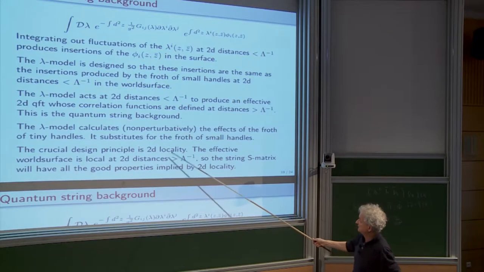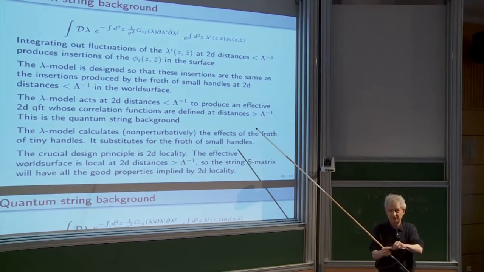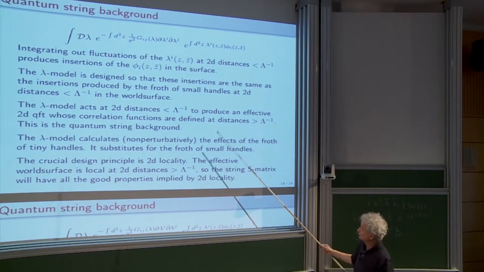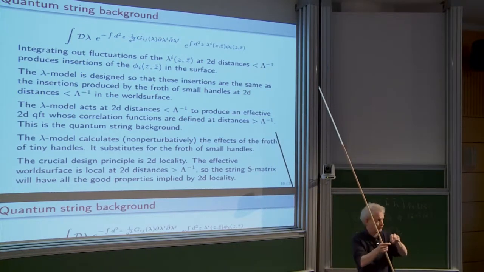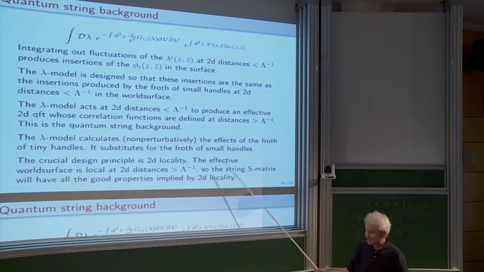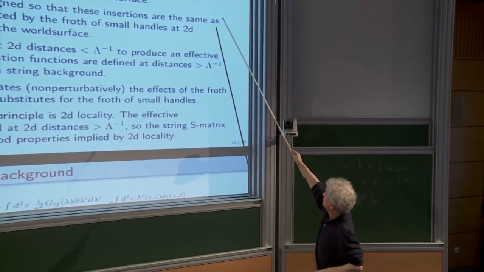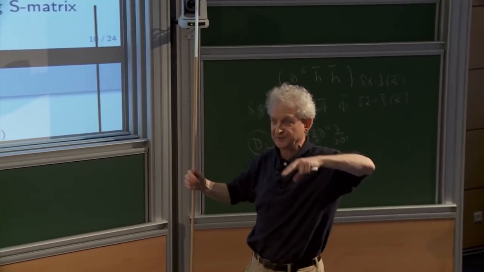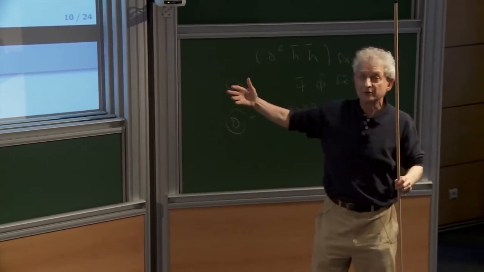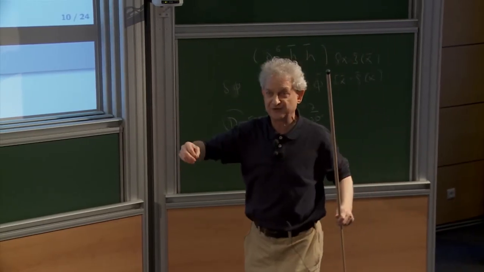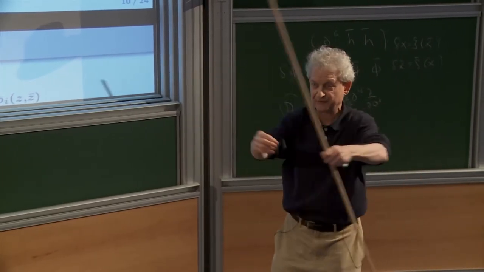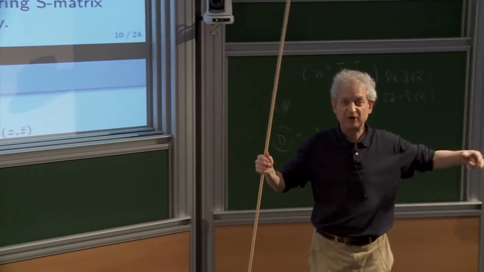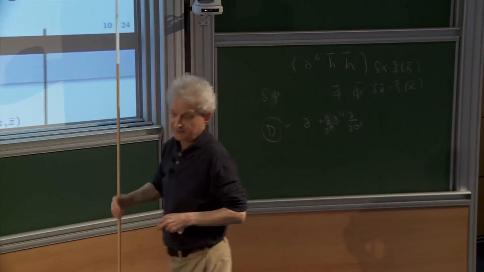It's non-perturbative. So this is a non-perturbative construction of the quantum corrections to the world surface at short two-dimensional distances. And the crucial design principle here, this limitation to handles that act locally on the surface, is two-dimensional locality, so that at two-dimensional distances larger than this cutoff, we have a local two-dimensional field theory. So string theory calculations of the string S matrix will work. They depend on integrating correlation functions that are non-singular except when vertex operators collide. Right? So here, this effective 2D field theory will have that property at distances larger than this cutoff.